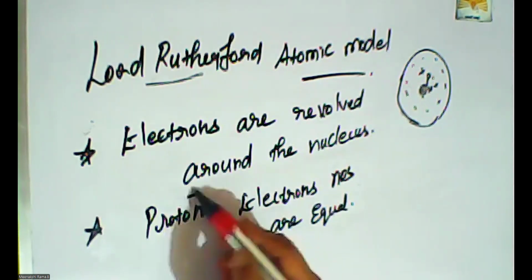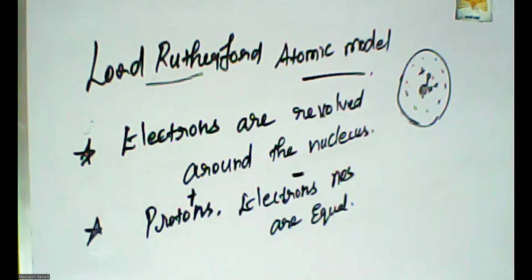Protons contain positive charge, electrons contain negative charges. So it is a neutral state. Okay. So this is the conclusion of the Rutherford atomic model. So the Rutherford atomic structure is similar to the solar system.